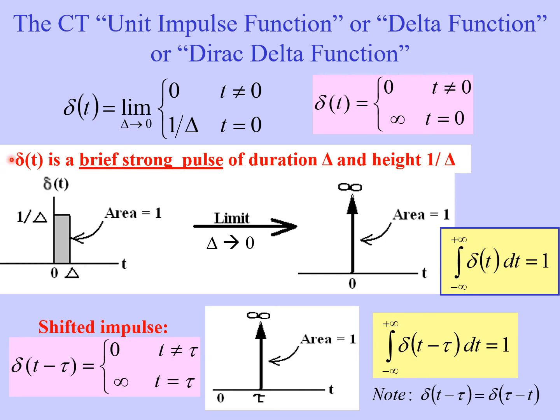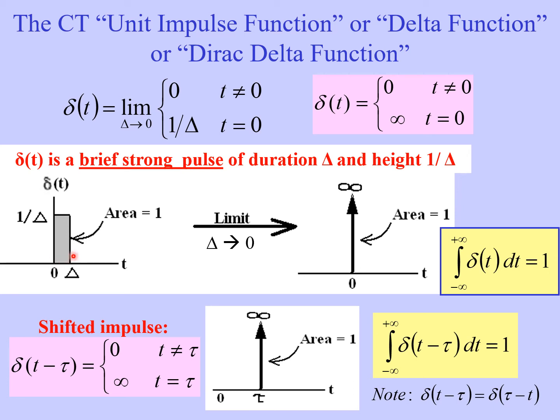Well, you can think of the delta function, delta of t, as a brief, strong pulse of duration delta and height 1 over delta. So let's take a look and see how we could plot this. So the delta function here, remember, it has a height of 1 over delta, shown right here, and its width is delta in time.